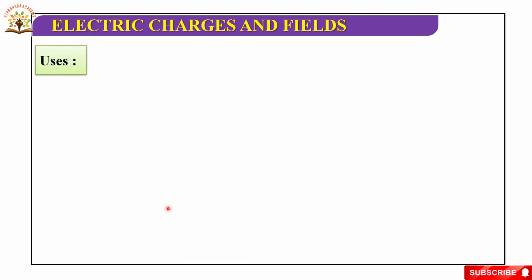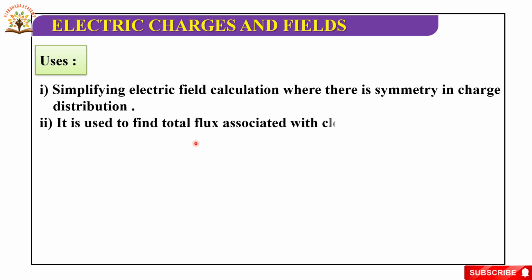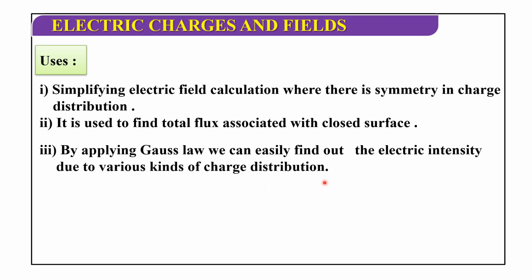Now let us discuss uses. Gauss law simplifies electric field calculation where there is a symmetry in charge distribution, and it is used to find total flux associated with the closed surface. By applying Gauss law we can easily find out the electric intensity due to various kinds of charge distribution.